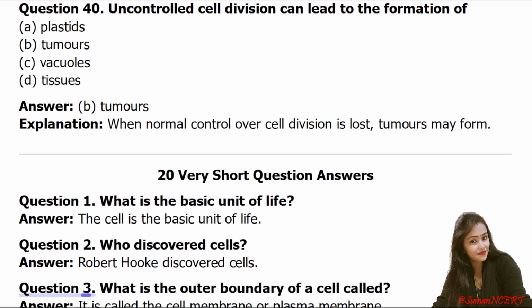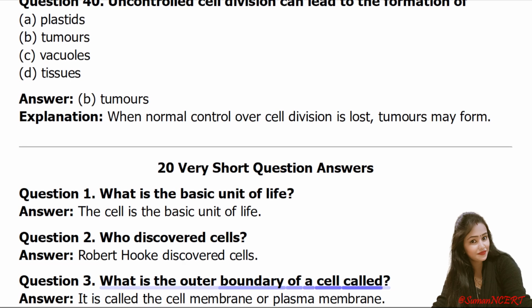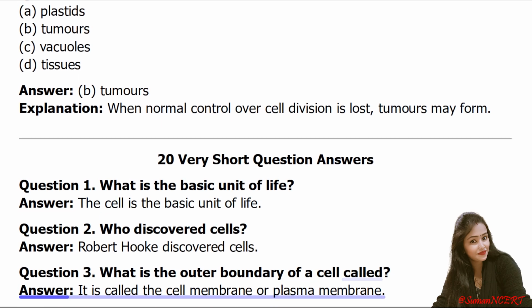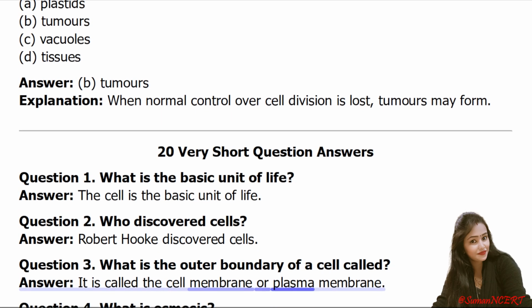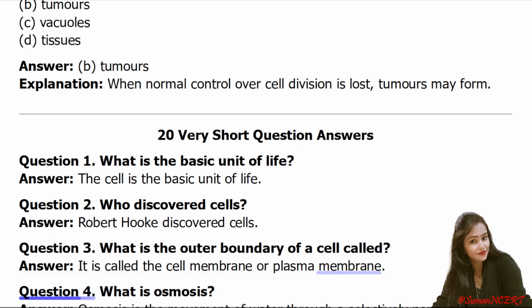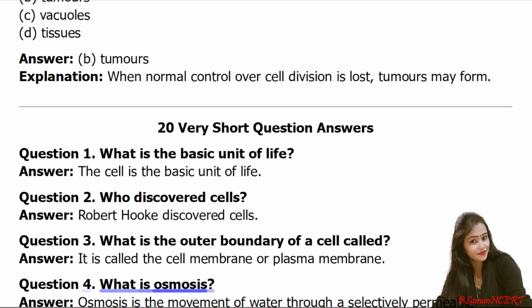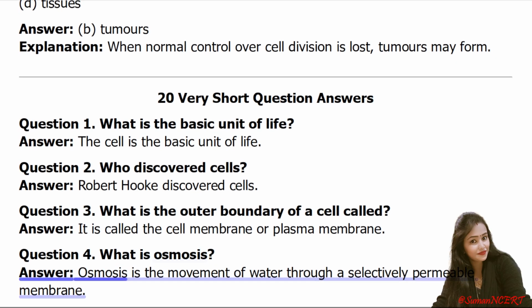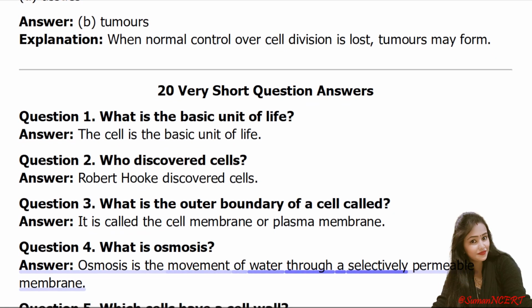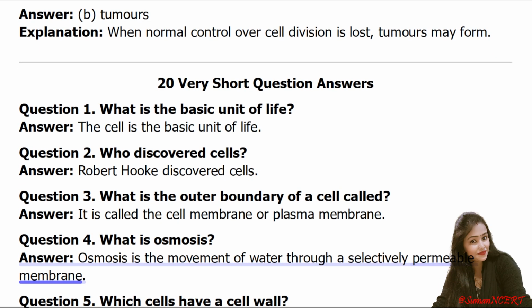Question 3. What is the outer boundary of a cell called? Answer: it is called the cell membrane or plasma membrane. Question 4. What is osmosis? Answer: osmosis is the movement of water through a selectively permeable membrane.